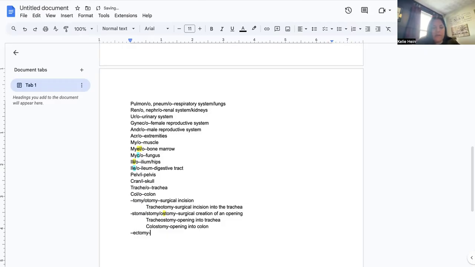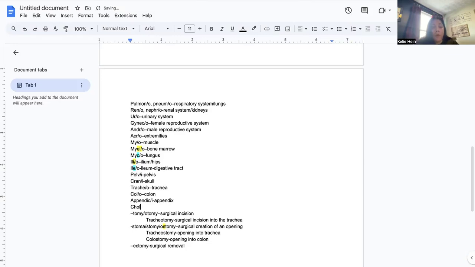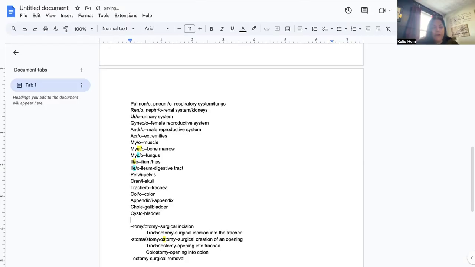Ectomy, guys, surgical removal, okay? Surgical removal. So let's go back up. Appendix. Got an extra letter in there. There we go. Appendix, okay? Coli, gallbladder. Oh, and we did urology. We left cysto off. Cysto, bladder. You see how you think of other things?